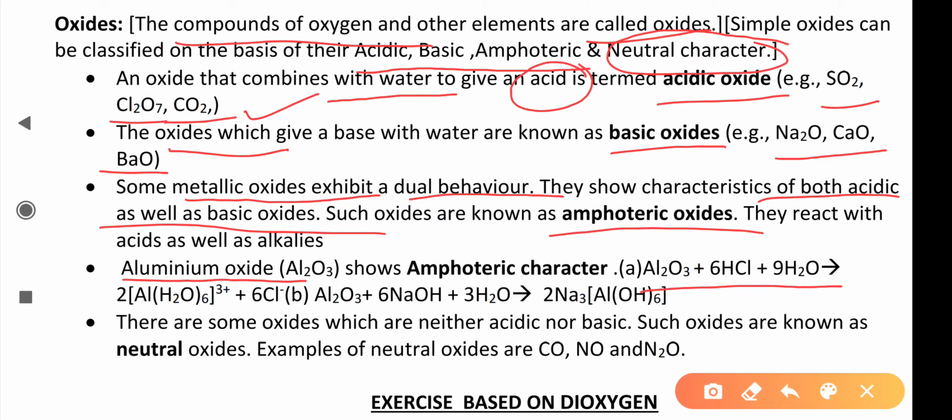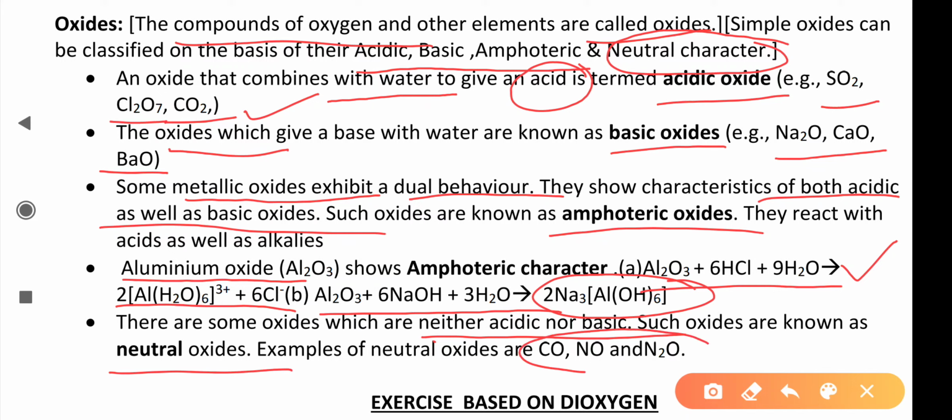Al2O3 plus HCl: when it reacts with acid, it forms the compound [Al(H2O)6]3+ plus 6 Cl minus ions. When Al2O3 reacts with NaOH, it forms the compound Na3[Al(OH)6]. So we can say that aluminium oxide is amphoteric in nature. Then some oxides are neither acidic nor basic, meaning these are neutral oxides. Remember this, in a 1 mark question it may be asked, what are neutral oxides? Carbon monoxide, NO and N2O. These oxides are neutral oxides.